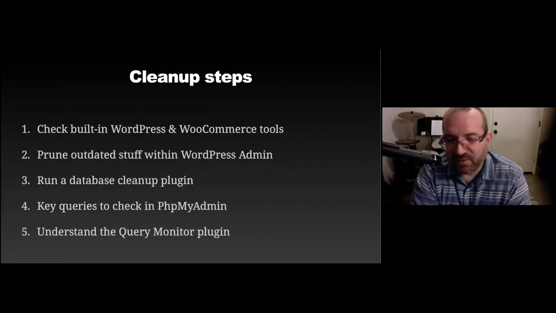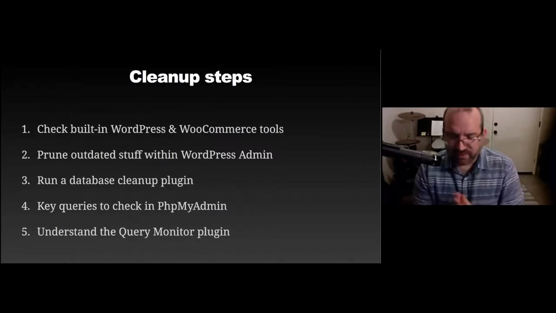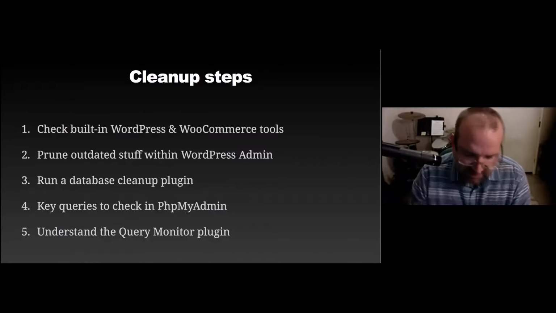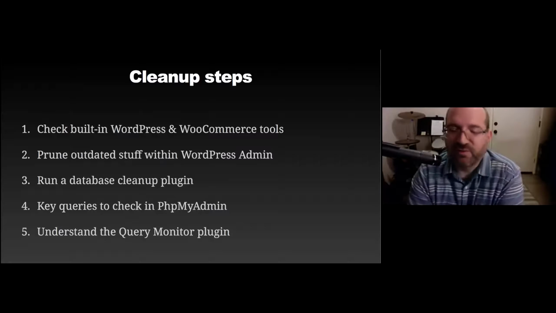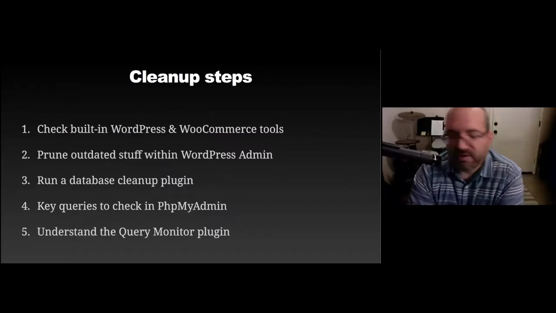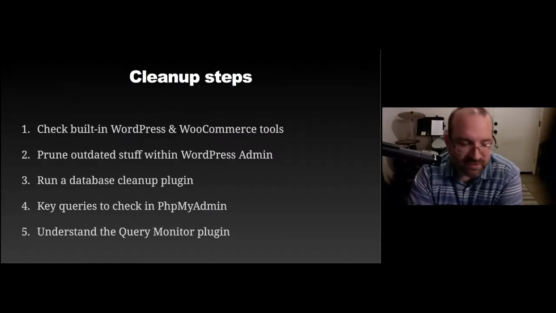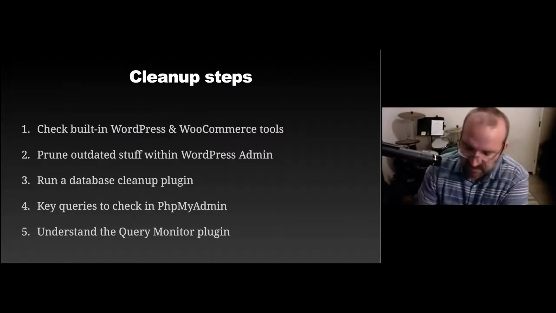Third, running a database cleanup plugin. Fourth, key queries that I recommend you run in your database admin, usually called phpMyAdmin, to really see diagnostically what's going on. And fifth, the Query Monitor plugin, which is sort of like the APM of WordPress. If you're familiar with application performance monitoring tools, those usually run on the server and they tell developers exactly the performance of their units, what's going on. Well, the Query Monitor plugin is kind of like that for WordPress. It gives you a lot of insights into very specific database queries. So we're going to talk about that as well.